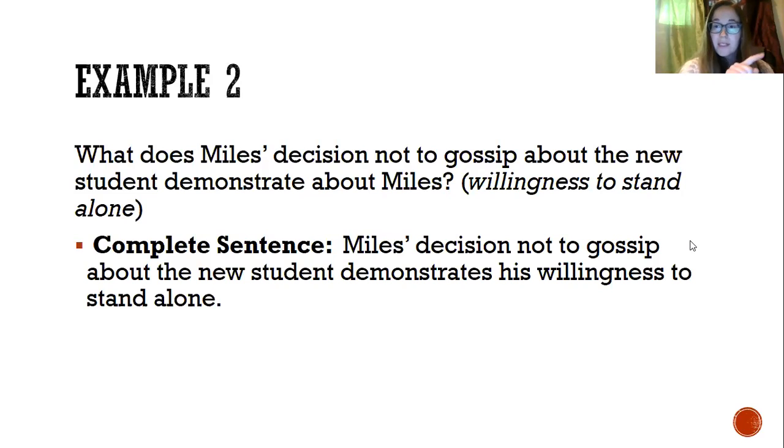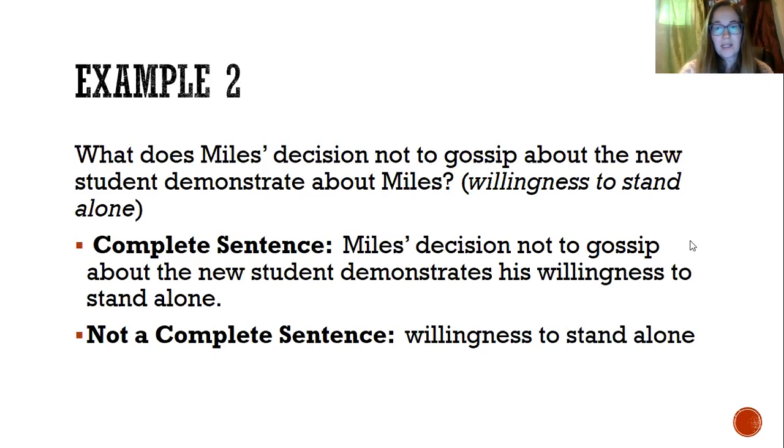So it might be useful to underline the words in the question that you're going to reuse to make a complete sentence. And again, the sentence fragment, or not a complete sentence, would be just saying willingness to stand alone. Because if as a teacher I looked at that and I didn't have the question in front of me, I would have no idea what you're talking about.